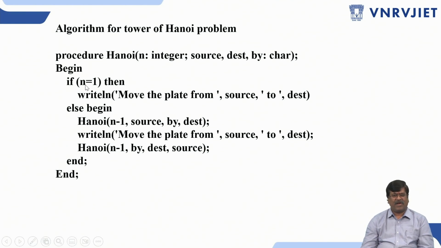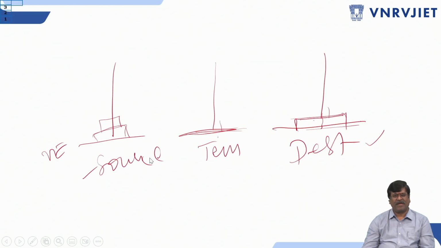If there is more than one disk, we need to follow this. Here I am taking two recursive calls. If you want to move n disks from source to destination, first I move the top n-1 disks to the temporary needle, then I move the nth, the largest disk, from source to destination, then I move all those n-1 disks from the temporary needle to the destination. This is the recursive algorithm for the Tower of Hanoi problem.